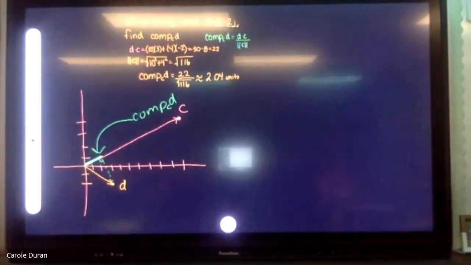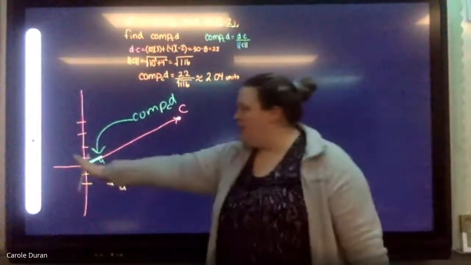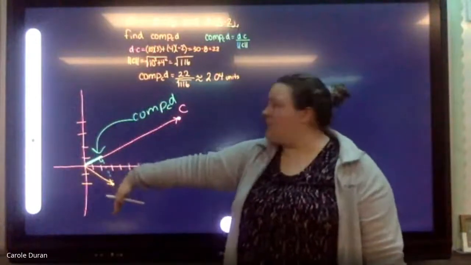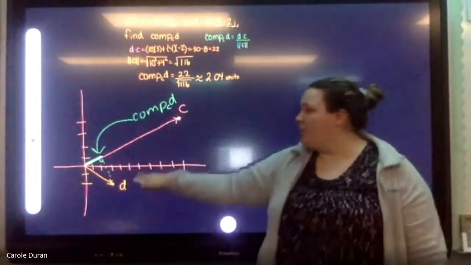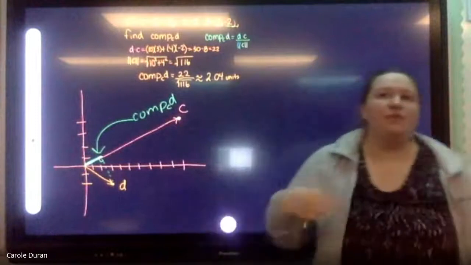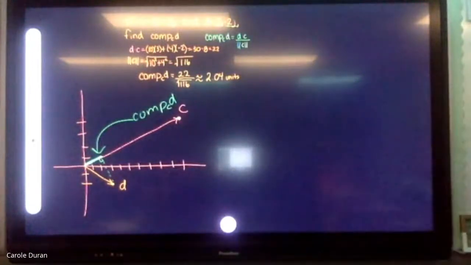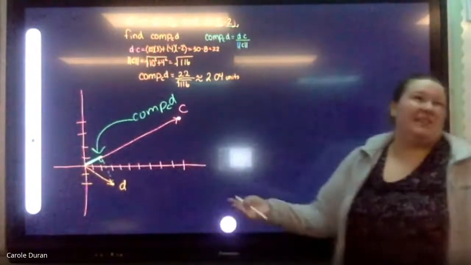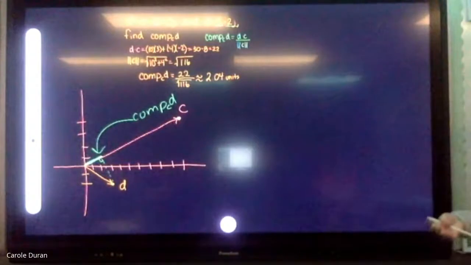So then if I had component of C on D, that would be a length that goes here. That would run perpendicular to vector D, but line up with the endpoint of vector C. It is possible for the component to be longer than the vector that it lies on. It's also possible for it to be shorter than the vector that it lies on. It could also be the exact same length as the vector that it lies on. It just depends on what other vectors I'm looking at. Okay, any questions on that?